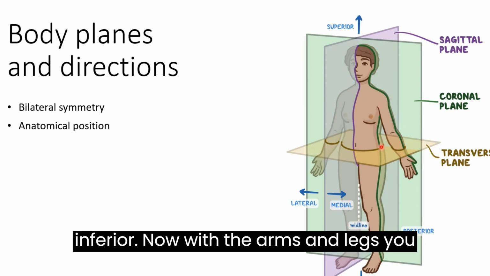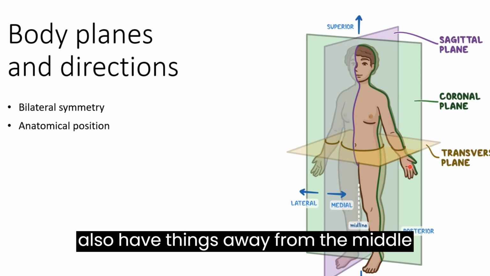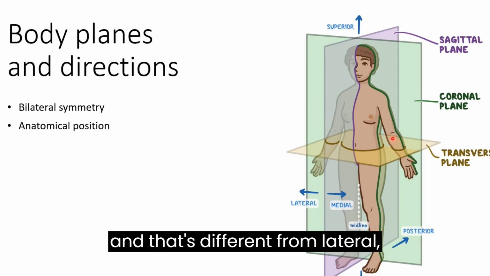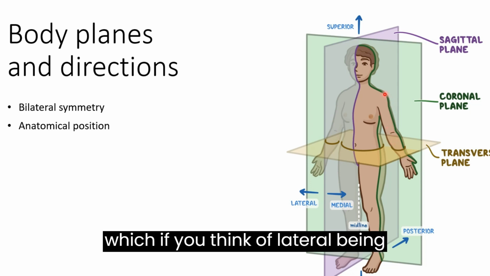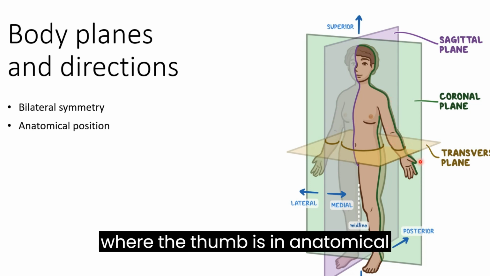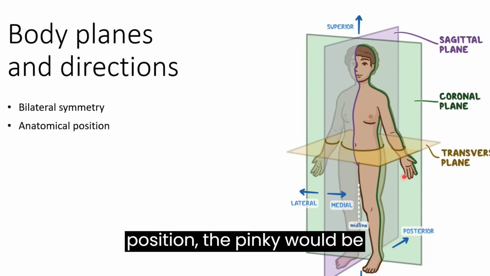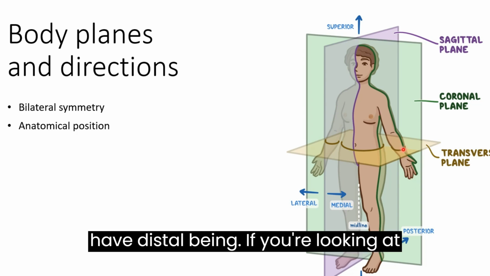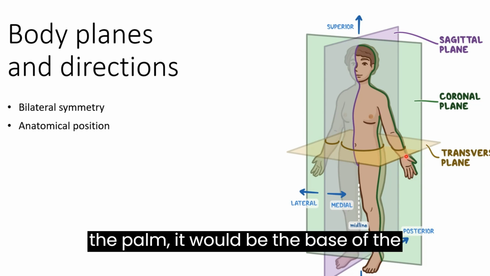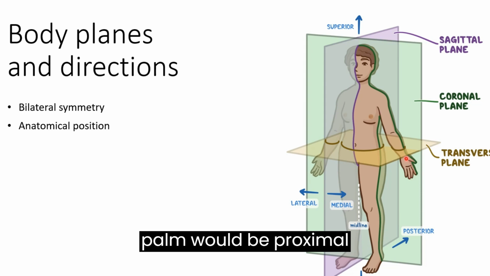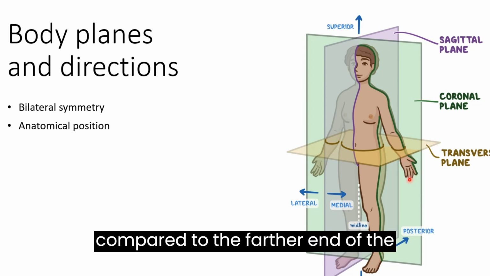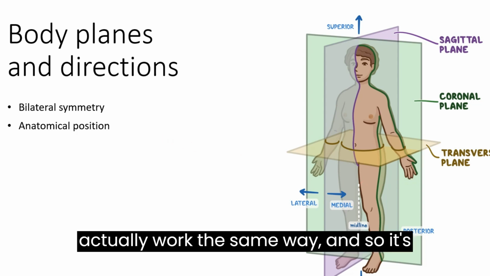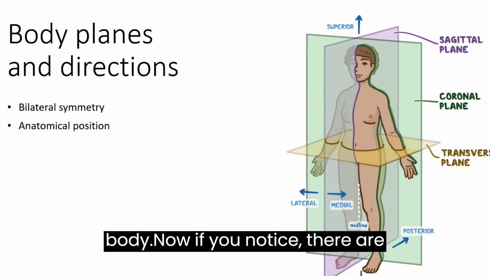Now with the arms and legs, you also have things away from the area, which would be distal, and that's different from lateral. If you think of lateral being where the thumb is in anatomical position, the pinky would be medial, and if you're looking at the palm, the base of the palm would be proximal compared to the farther end of the fingers, which would be distal. Legs actually work the same way. And so it's just one way to actually look at the body.